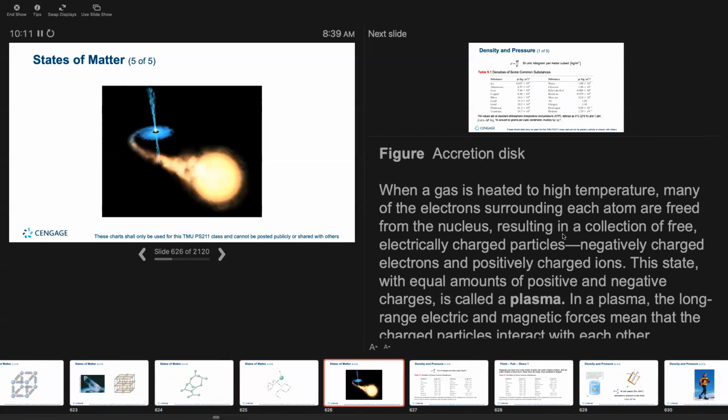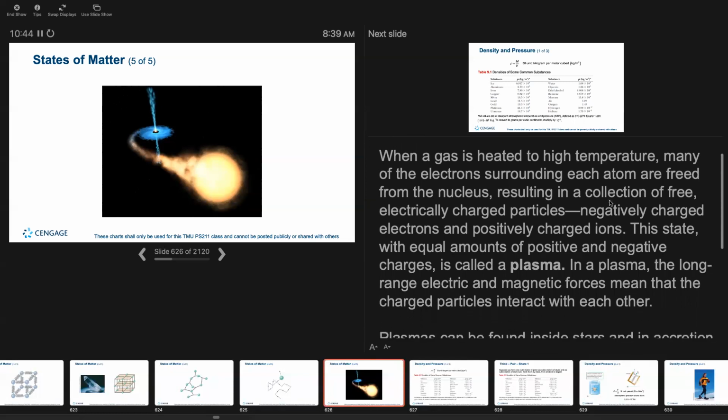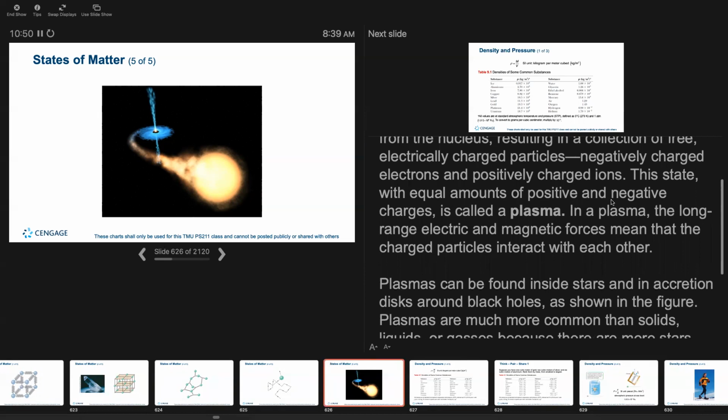So now we're looking up at the heavens here, and we're seeing something called an accretion disk. When a gas is heated to high temperatures, many of the electrons surrounding each atom are freed from the nucleus, resulting in a collection of free electrically charged particles, negatively charged electrons, and positively charged ions. The state with equal amounts of positive and negative charges is called a plasma. In a plasma, the long-range electric and magnetic forces mean that the charged particles interact with each other.